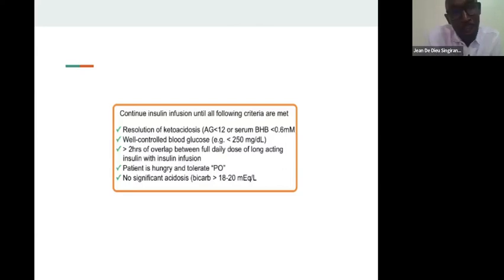If you have used much normal saline, you will end up with a non-anion gap metabolic acidosis with a bicarb of 15 or less, low bicarb values. So we need to give bicarb to correct our bicarb, and after correcting this acidosis, now you can stop the insulin infusion when all those 5 criteria are well fulfilled. Thank you.